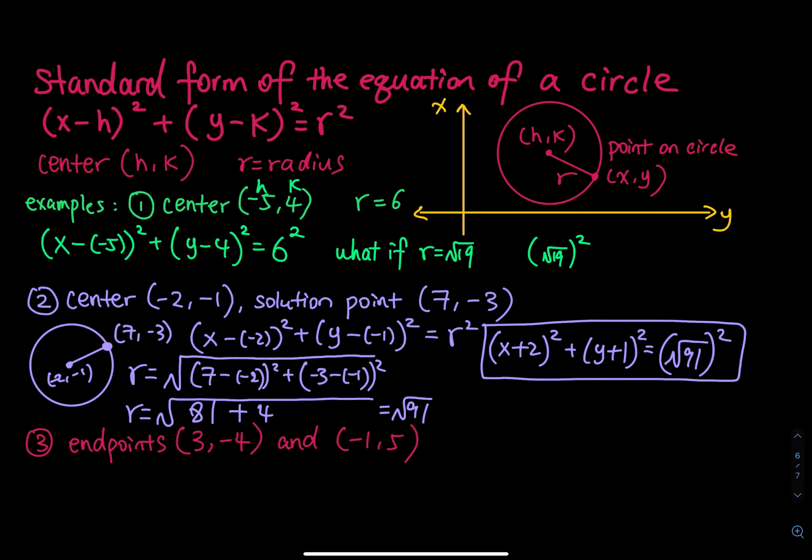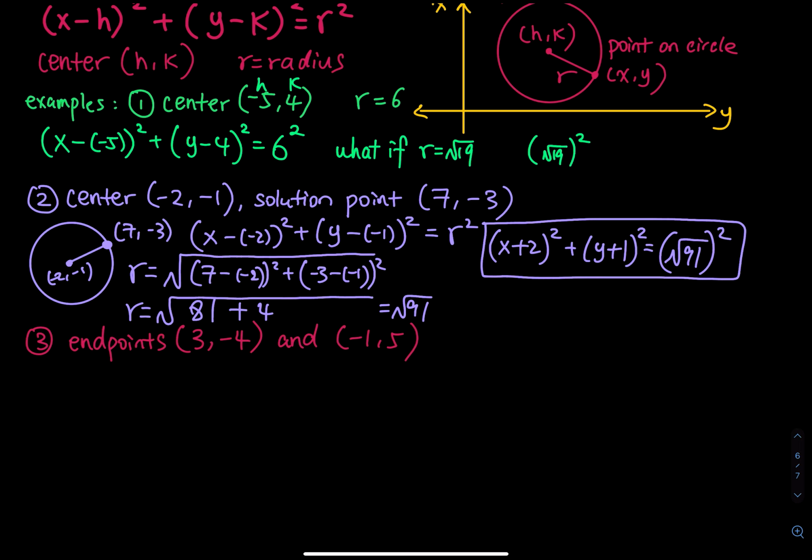All right, moving on to the last one. The last one, they gave you 2 endpoints. What do they mean by endpoint? Here is what they mean. You have to draw a circle, and here are your 2 endpoints. So you have an endpoint right over here and the other one on the other side. Let's say this is (negative 1, 5), and this is (3, negative 4), and then this is the center.